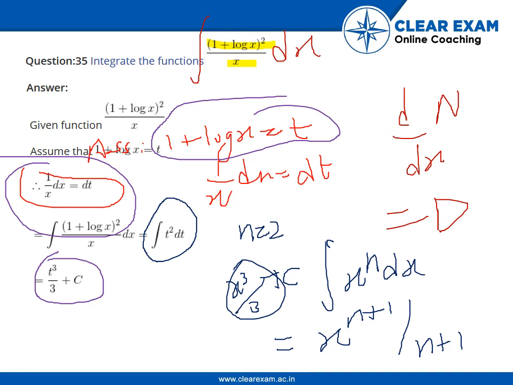But we need to make sure that our final answer is in the variables that we were given. I mean to say that our question was given with the variable x, but here we have t. So we need to back substitute t to x. So we get our final answer as (1 plus log x) raised to the power 3 by 3 plus c.